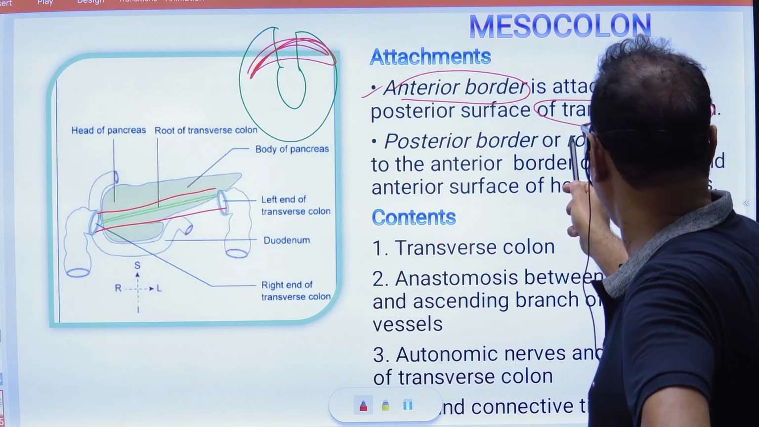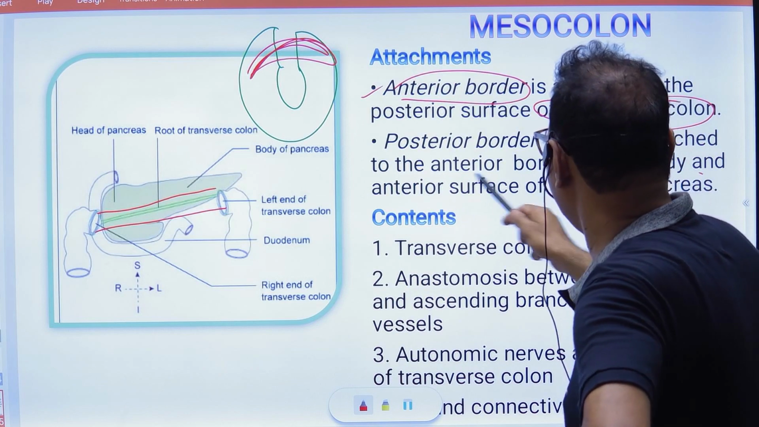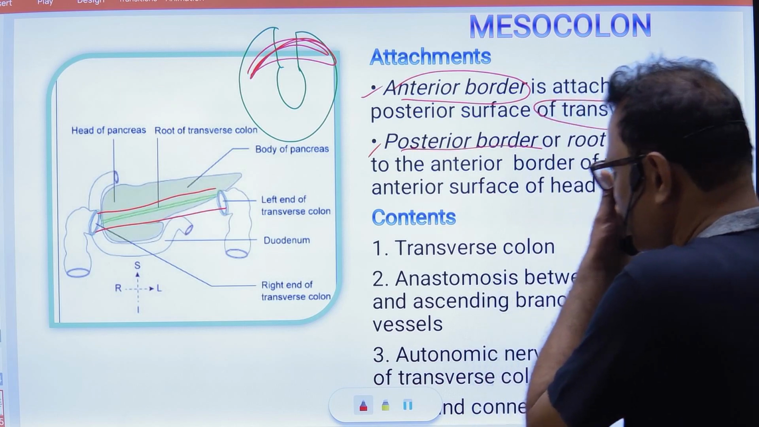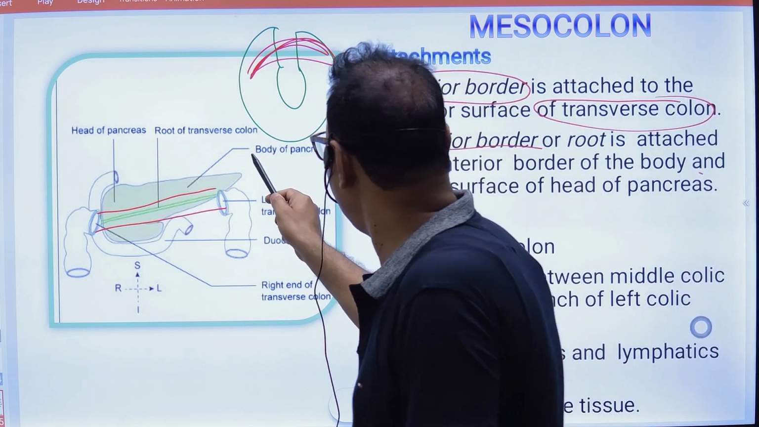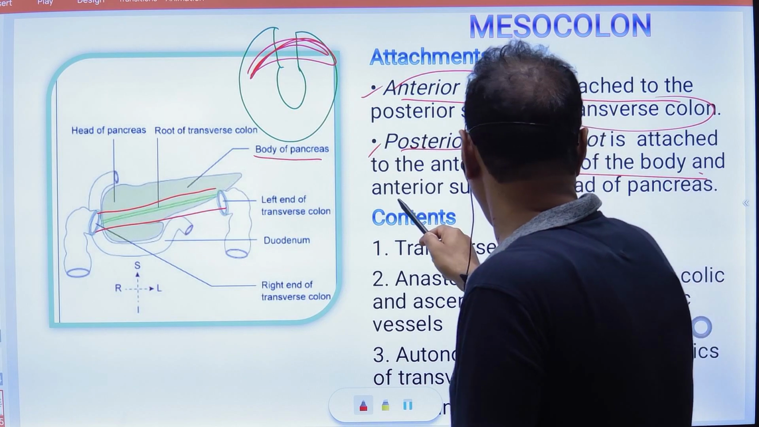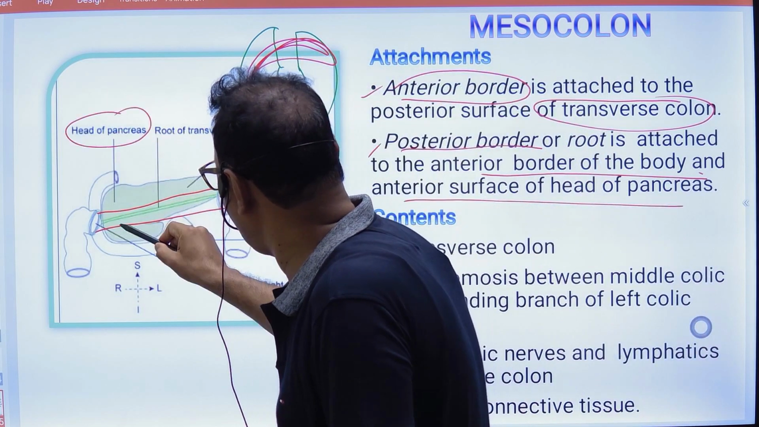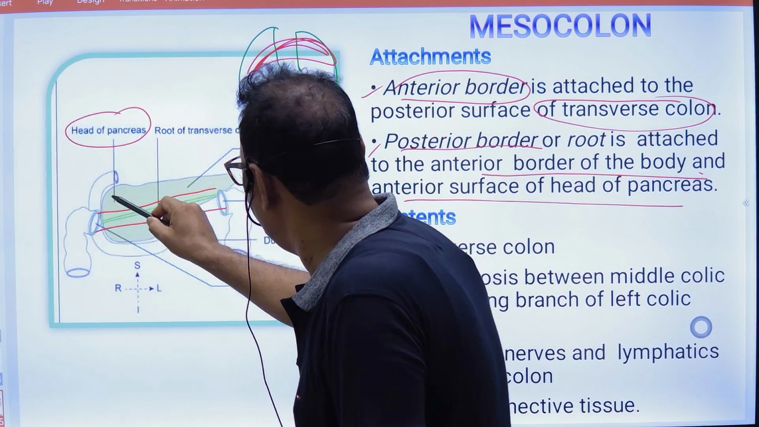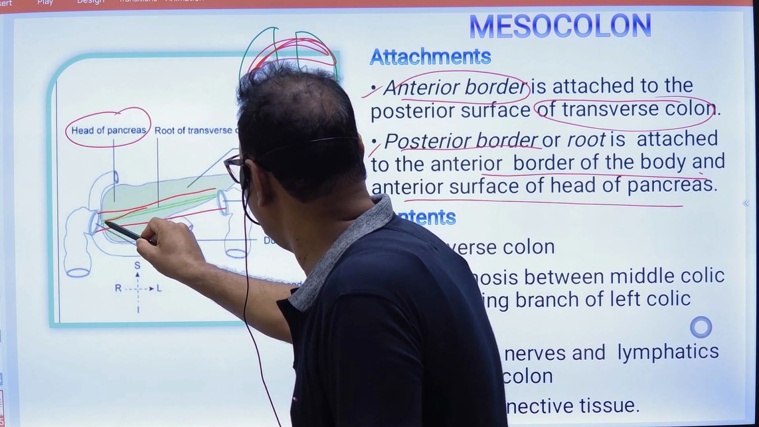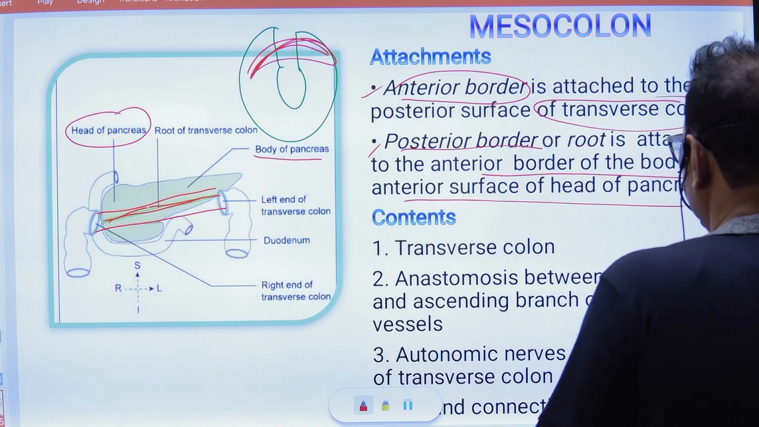So the posterior border is attached to the anterior border of the body and anterior surface of the head of the pancreas. Its posterior border is close to the pancreas. Here we have got the pancreas over here. This is the head of the pancreas, and this is the duodenum. It will attach to the anterior border and the head of the pancreas.